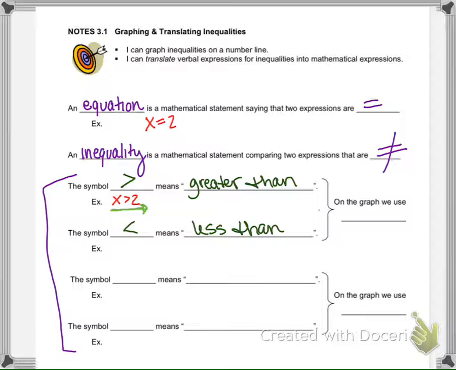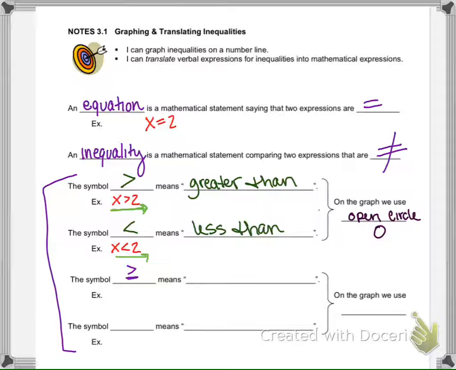Then the opposite is when we have a less than symbol. So x is less than 2. So x could be -5, x could be 0, so anything that's smaller than 2. Now when you go to graph those, you are going to have an open circle to show that it can't be equal to that number. It's anything that's either greater than or less than that number.